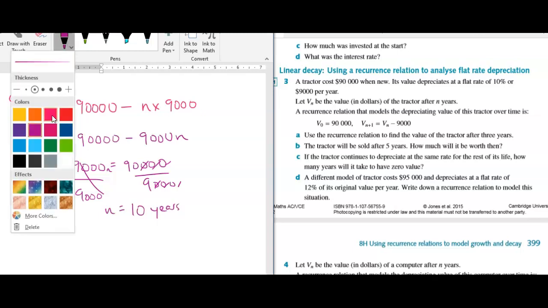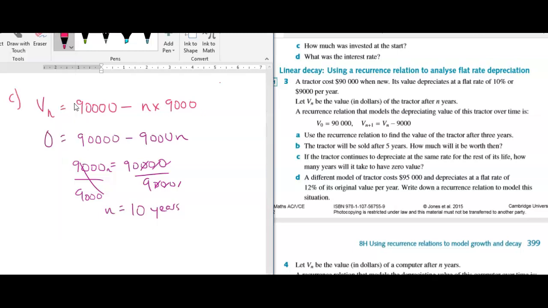God, it's not good, is it? After 10 years, you've got a $90,000 tractor worth nothing.